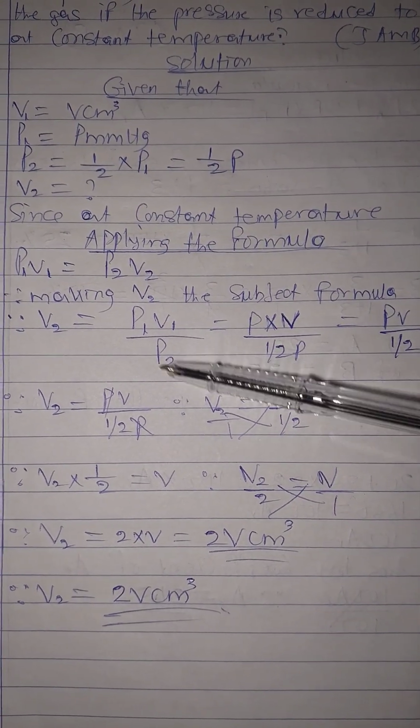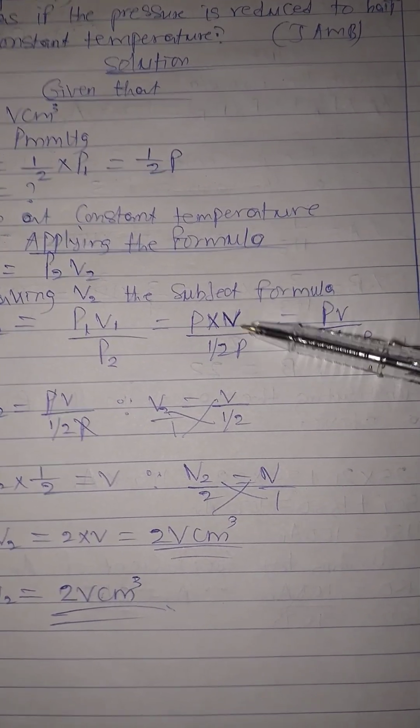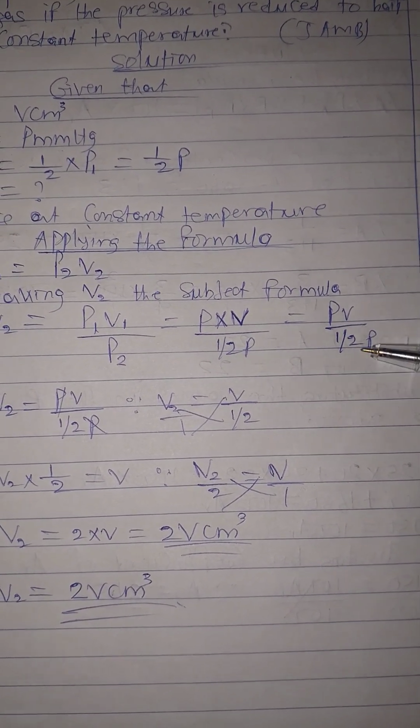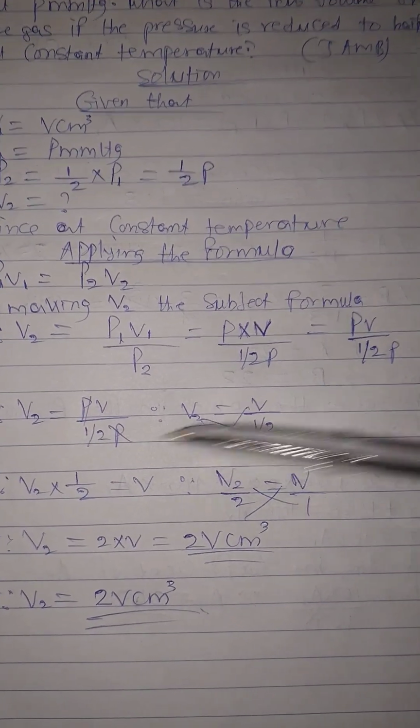V all over. What's my value for P2? P2 is half P. P times V is PV all over half times P, which is half P. Okay, so therefore V2 is equal to PV over half P.